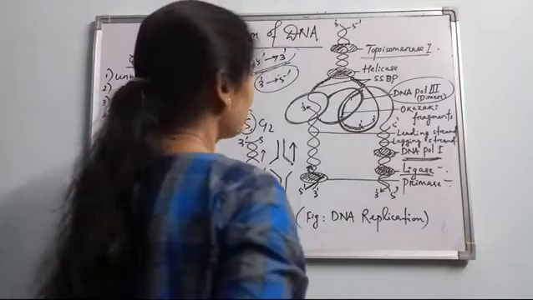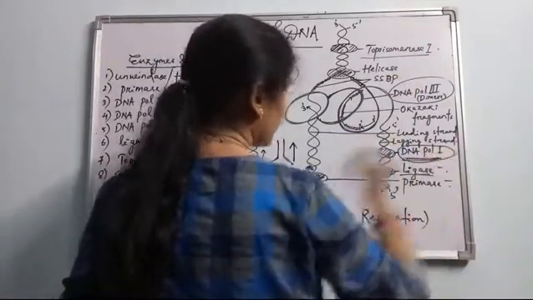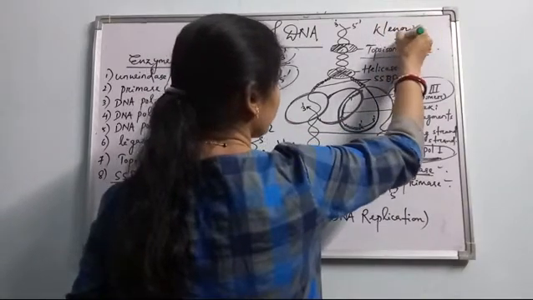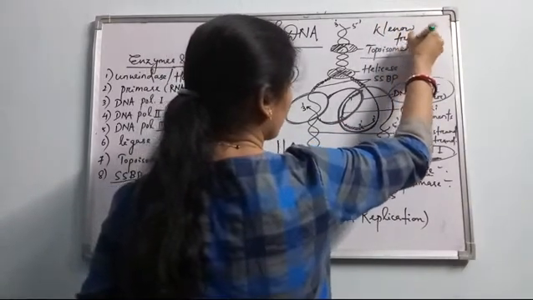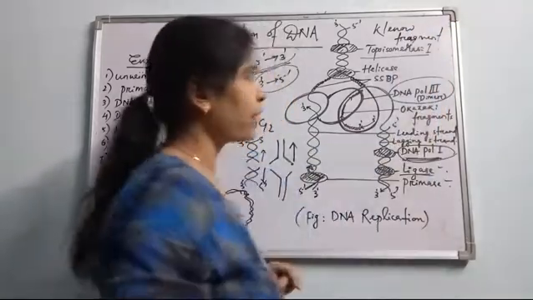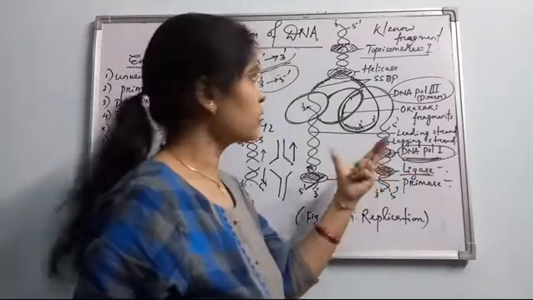This DNA polymerase 1 is also known as Klenow fragment. Okay, this is known as Klenow fragment. Then see, DNA polymerase 1 is doing this work.